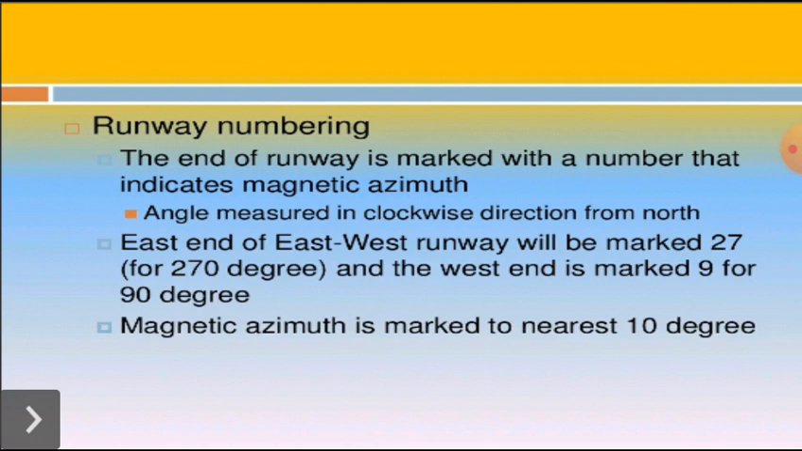Next, runway numbering. The end of the runway is marked with a number that indicates the magnetic azimuth, that is, the angle measured in clockwise direction from north. The east end of an east-west runway will be marked 27 for 270 degrees and the west end is marked 9 for 90 degrees. Magnetic azimuth is marked to the nearest 10 degrees.